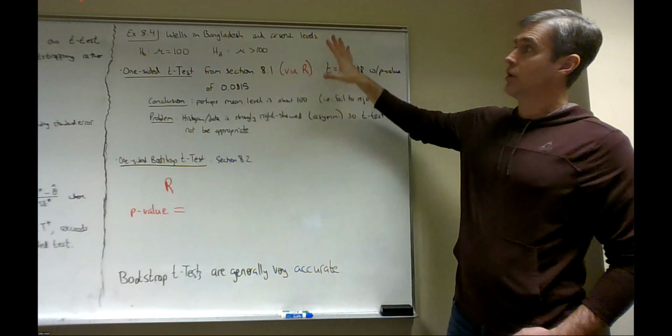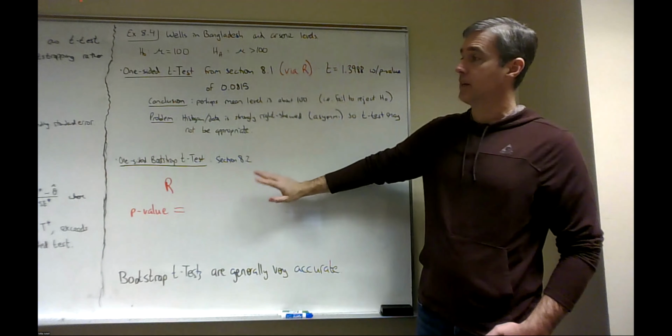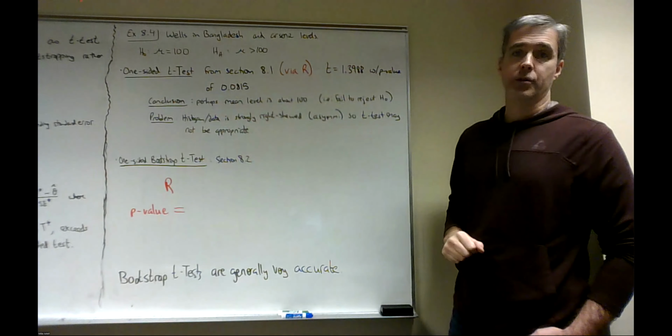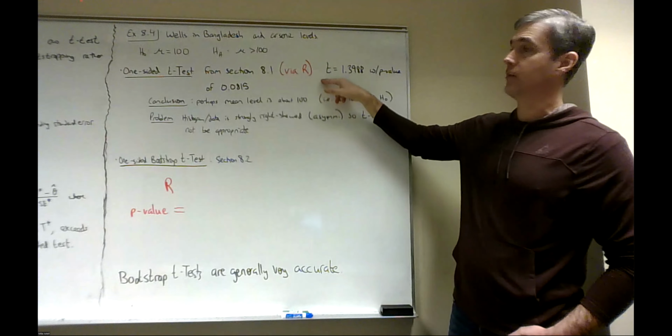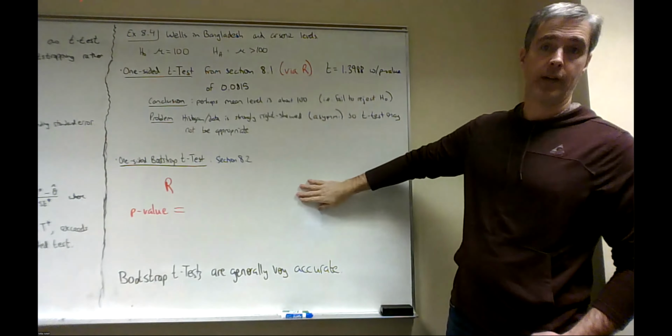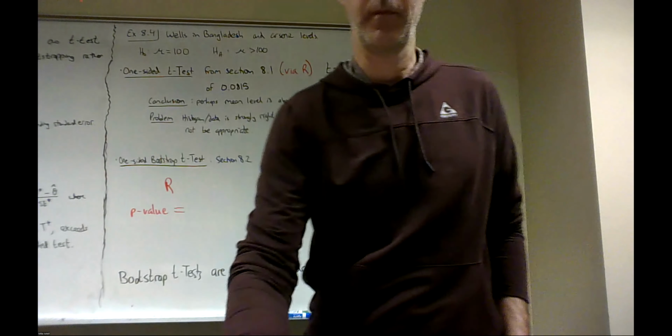All right, well, now we're going to look at the same data and do a one-sided bootstrap t-test that we referred to in the previous spot. Okay, and I'm going to switch over to R, and I'm going to show you where this one-sided info came from, and then we'll crank out this two-sided info, all right?